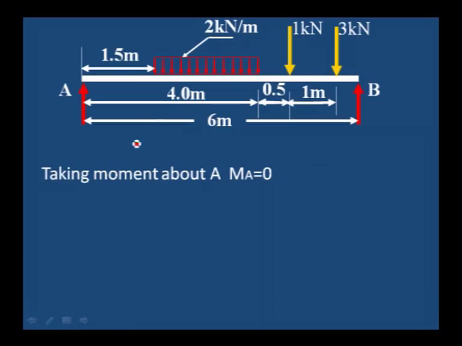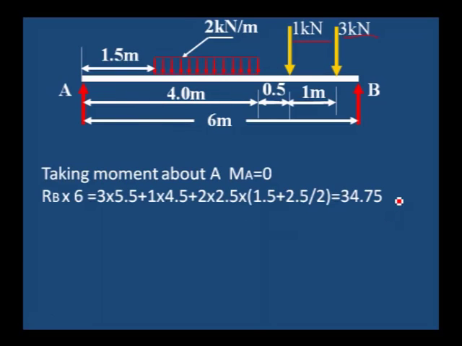In this problem I have considered 2 point loads, 1 kilonewton and 3 kilonewton, as well as one uniformly distributed load. As usual, we have to take the moment about A for all the loads: 3 kilonewton into distance 5.5, 1 kilonewton into distance 4.5, 2 kilonewton into distance 2.5 is the distance of the uniformly distributed load. You have to calculate the distance up to which the uniformly distributed load is acting, and then the distance of this uniformly distributed load to the left support.